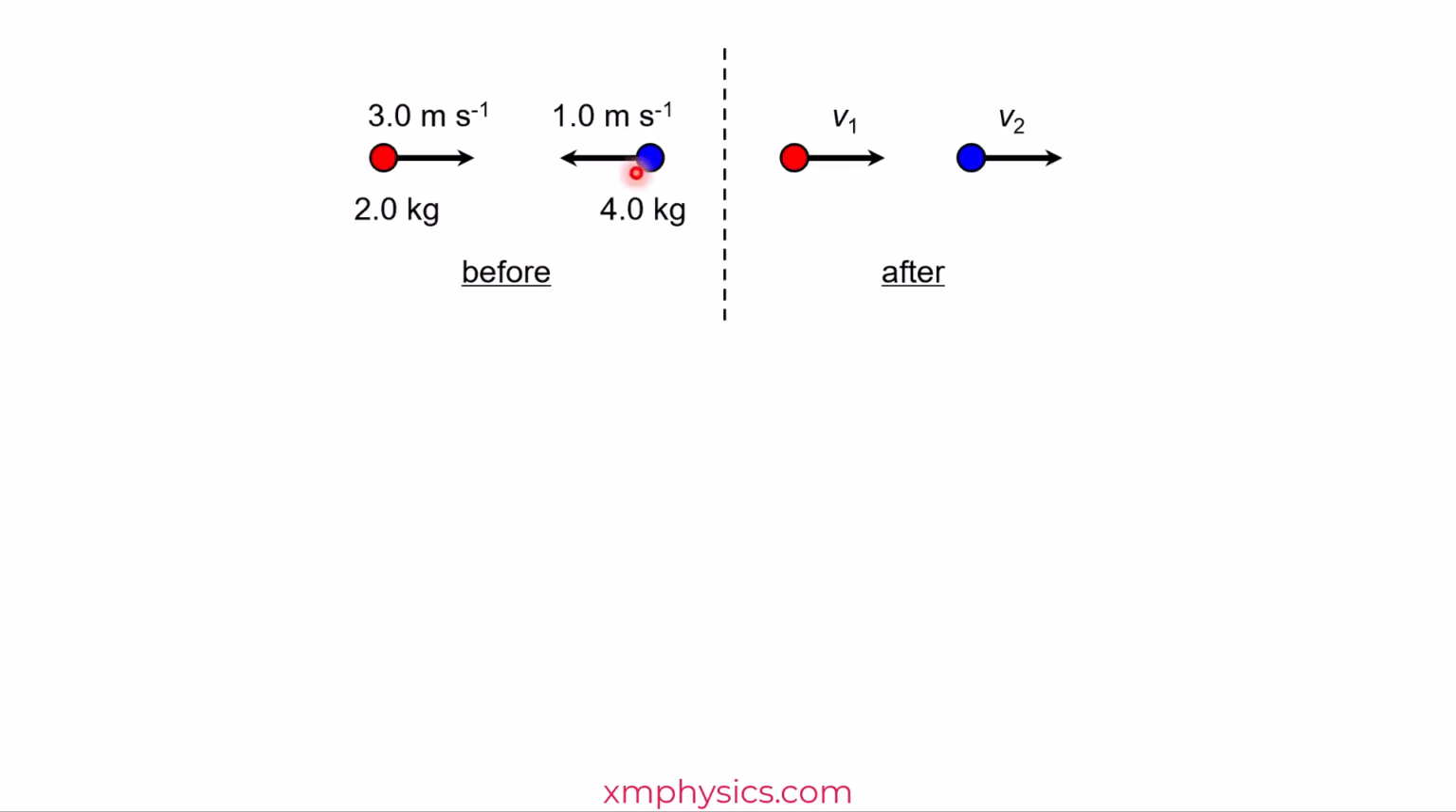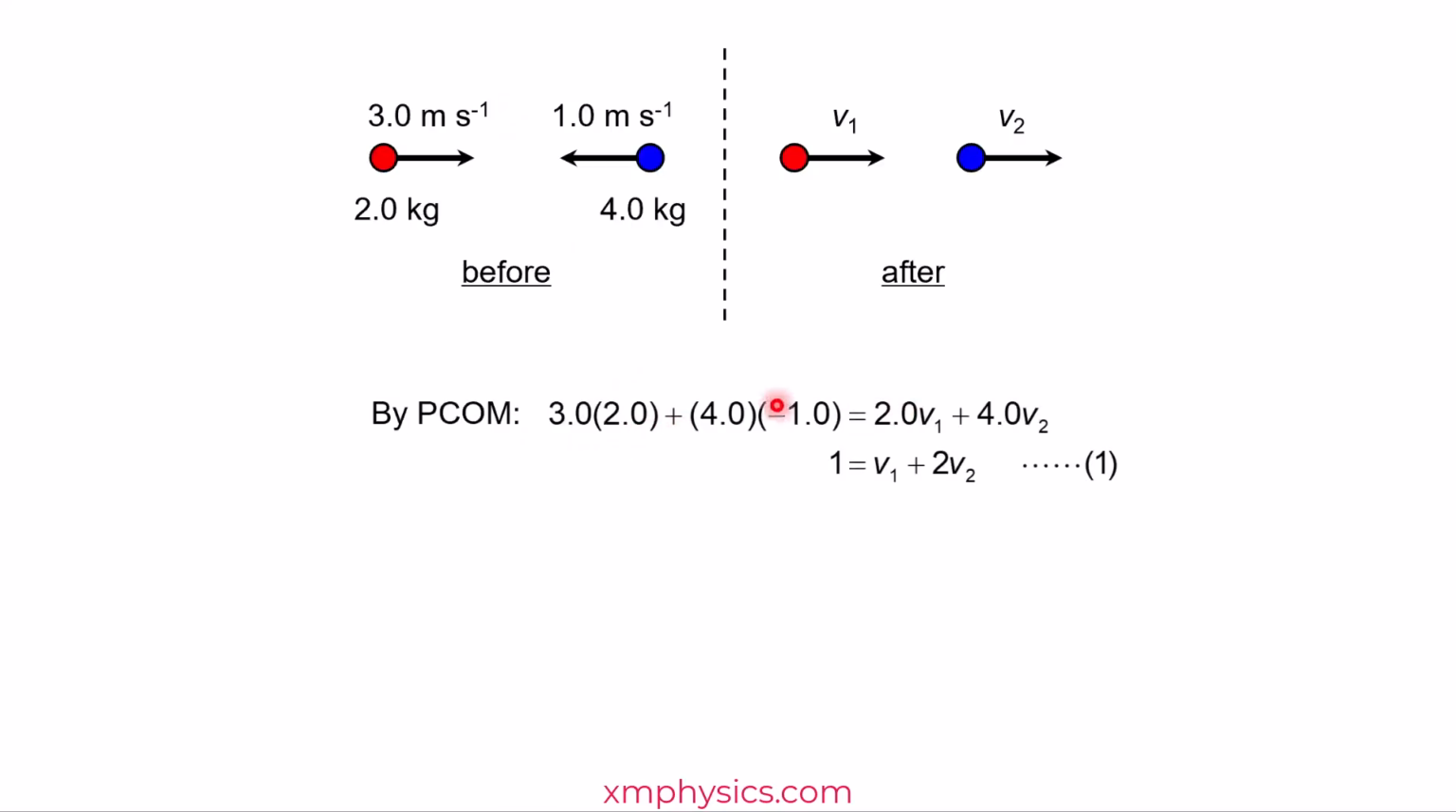So for any collision, the total momentum must be conserved. So by PCOM, you can write out this line here. This is the momentum of the 2 kilogram. This is the momentum of the 4 kilogram. -1 because it's a leftward velocity, and this is the momentum of the red ball after the collision. This is the momentum of the blue ball after the collision. So simplify this equation, you get equation 1.